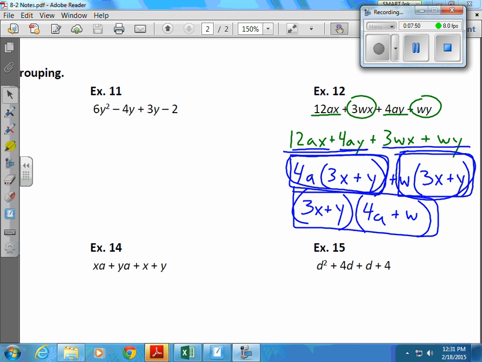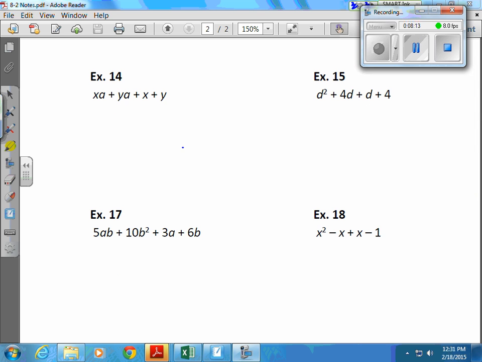You have two things multiplied together. It's always a good idea to go back and check and FOIL this out. Check the 3x plus y times 4a plus w. Go through and FOIL this out, and make sure you end up with that in the end. They need to be equivalent.